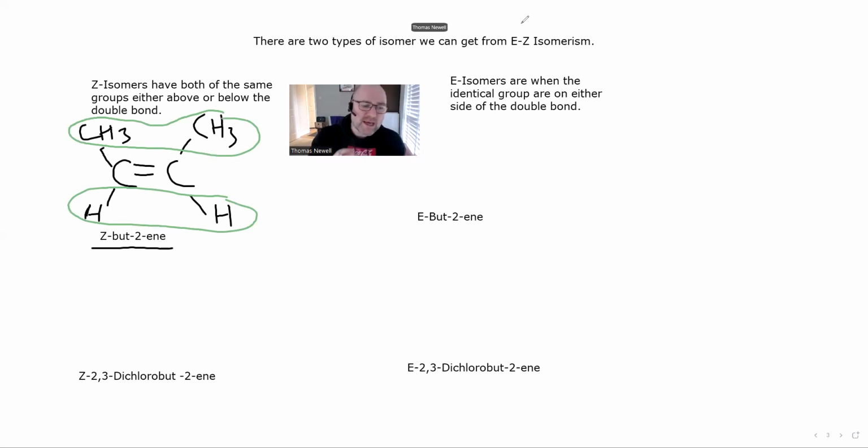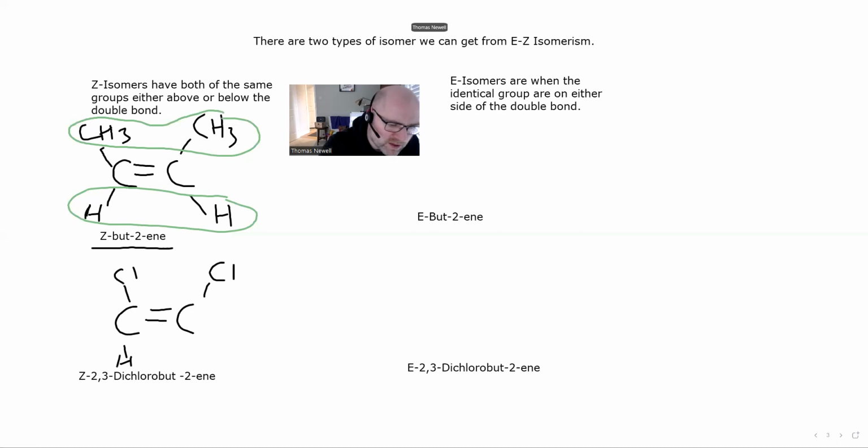Now, apparently, Z means zusammen, which means together in German. Let's look at another Z isomer. Let's look at Z-2,3-dichlorobutene. So, same kind of thing. We want a double bond. This time, we're going to attach two chlorine atoms above. Oh, we'll just do the hydrogen below. I could have done the hydrogen below or chlorine above. It doesn't really matter. We have the same thing. Two groups above that are identical, and there's two below that are identical.